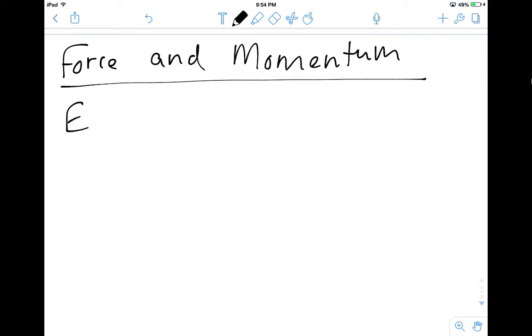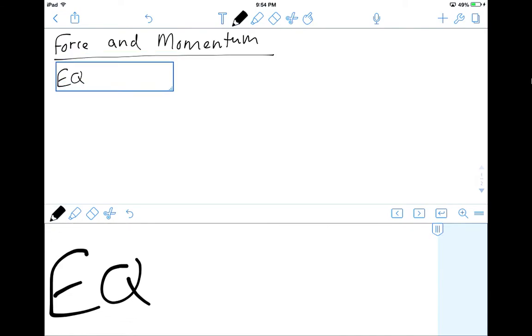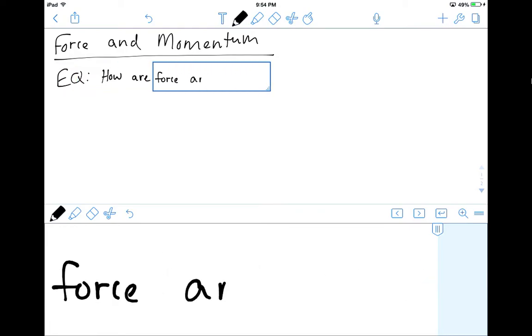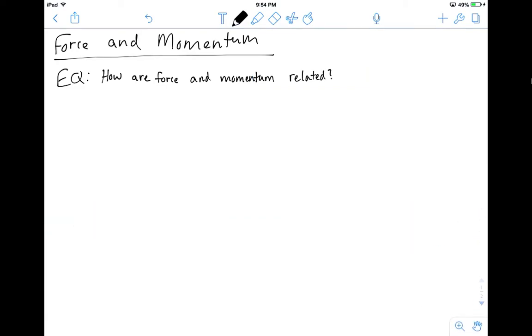And the essential question we want to ask is: how are force and momentum related? Okay, and I think you guys are going to see that this is going to be a really good, applicable set of notes for us. So there's stuff this can do for us in the real world, which I think is kind of cool.